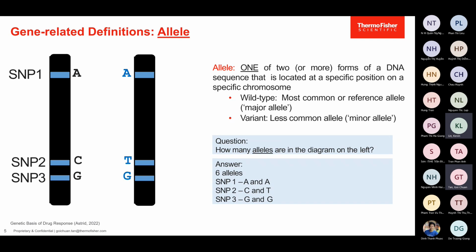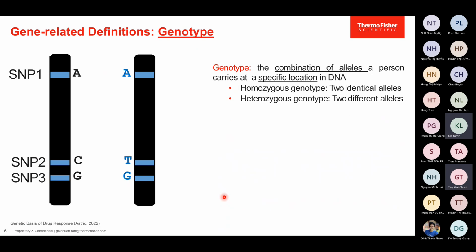6. So when we say allele, it means one of the two forms, because we get one from the mother, one from the father, right? And when we talk about allele, it refers to this single position. So if we look at 3 SNPs over here, we have 6 alleles. SNP 1 is A and A, SNP 2 is C and T, and SNP 3 is G and G. Okay, all right. Next, genotype.